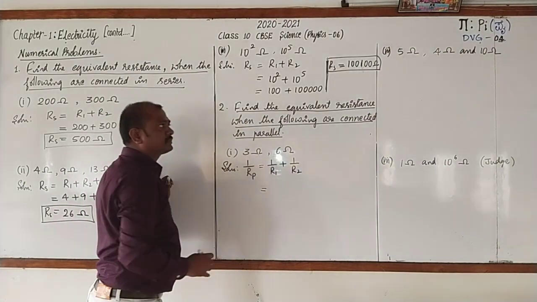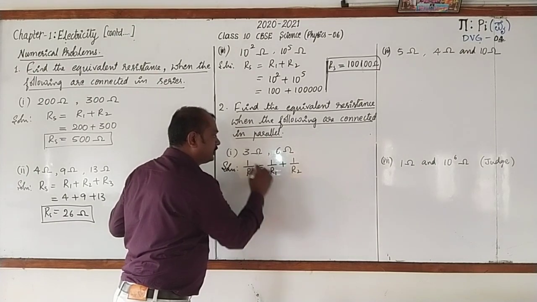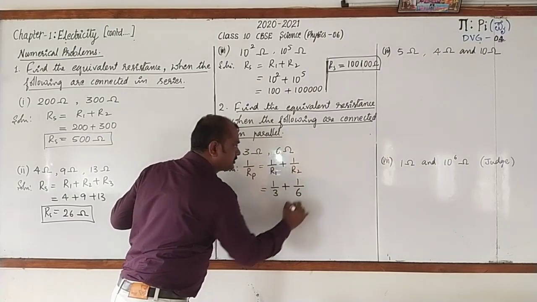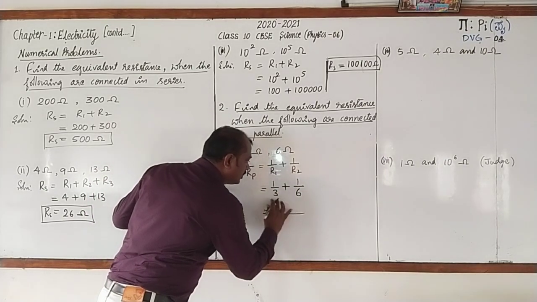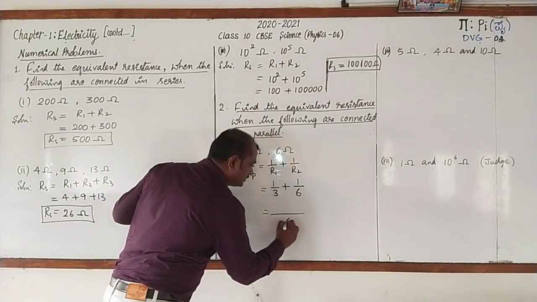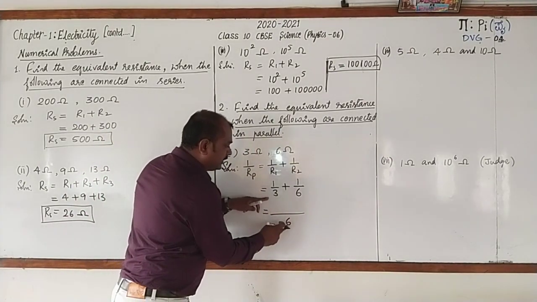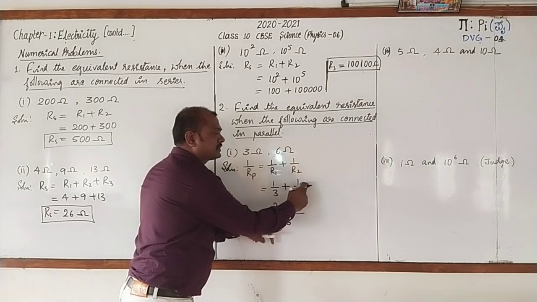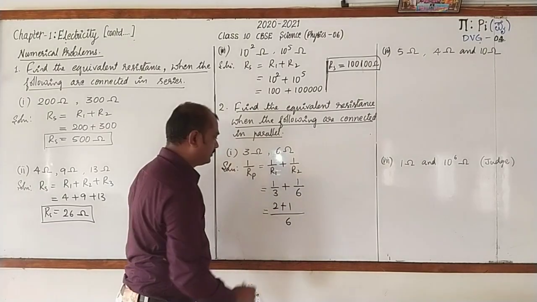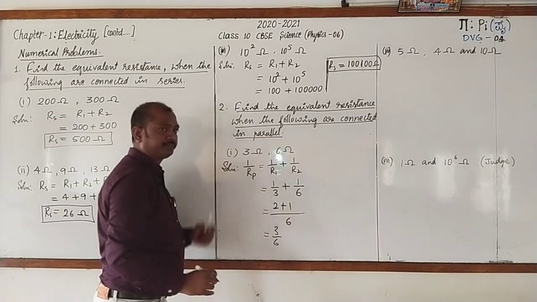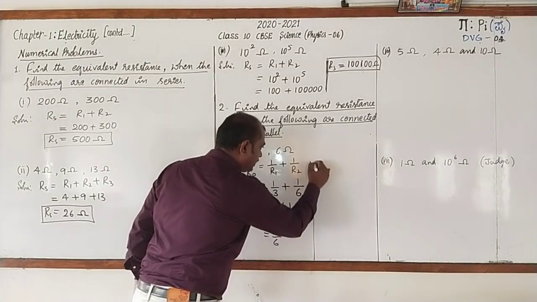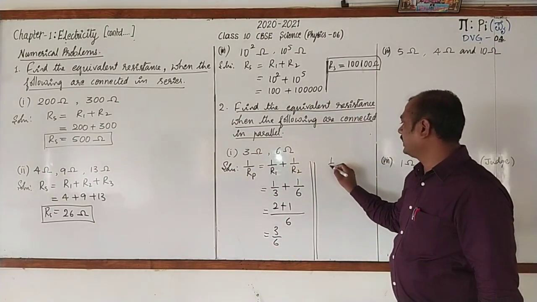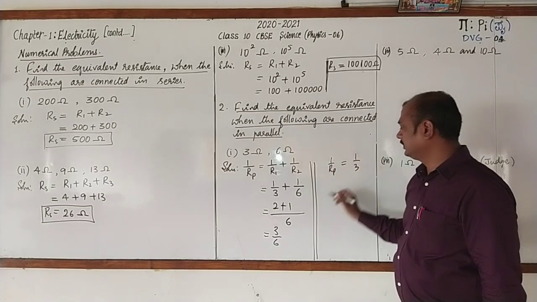Now let us substitute. R1 is 3: 1 by 3 plus 1 by R2, which is 6. Let us take the LCM. What is the LCM of 3 and 6? It is 6. Then divide the LCM by the first term: 3 ones are 3, 3 twos are 6, so 2. Divide the LCM by the second term: 6 and 6 get cancelled, 1. It is equal to 3 by 6. You can cancel: 3 ones are 3, 3 twos are 6. So 1 by Rp is equal to 1 by 2.